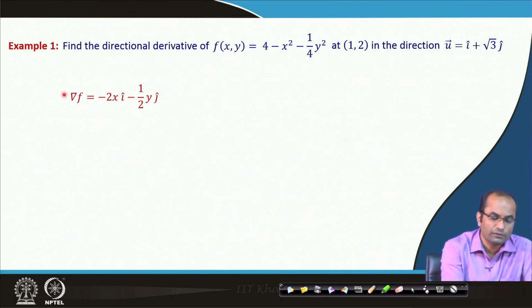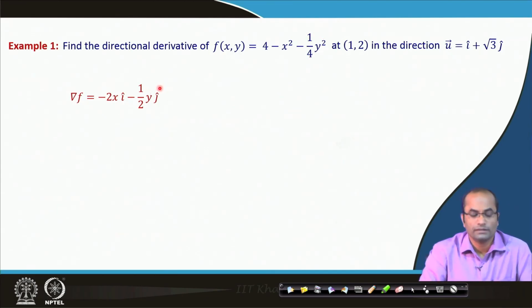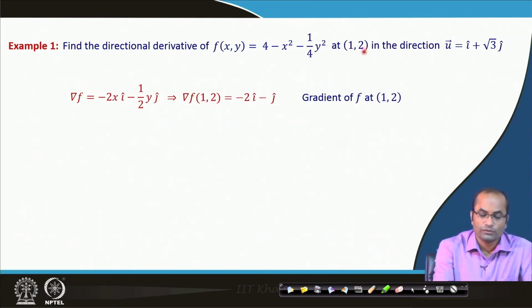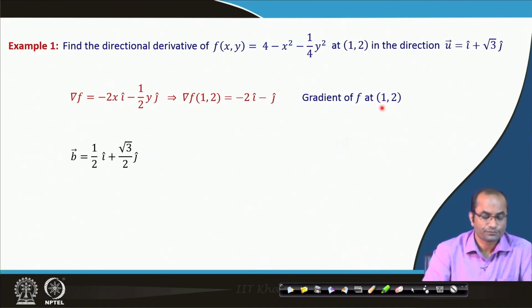Also, we need to evaluate the gradient of f, which is the partial derivative with respect to x, that is minus 2x as the i component, and the second component with respect to y, that means you will get here minus 1 by 2 y. So, that is the gradient f, and we want to evaluate it at (1, 2). So, this will be given by minus 2i minus j. This is the gradient of this function f at the point (1, 2).